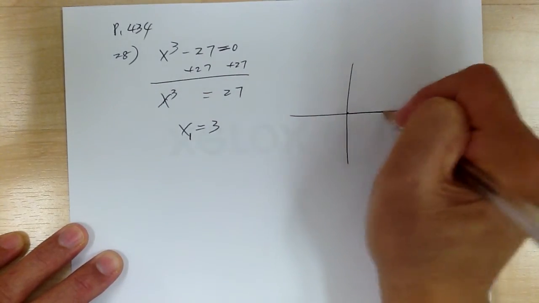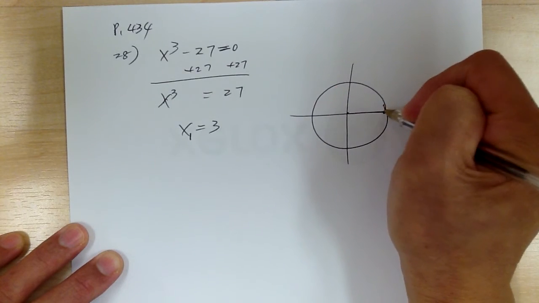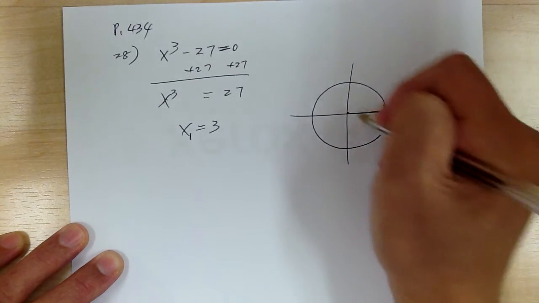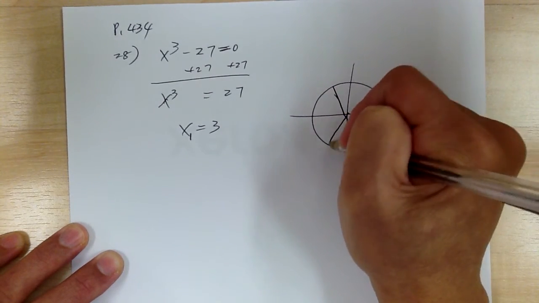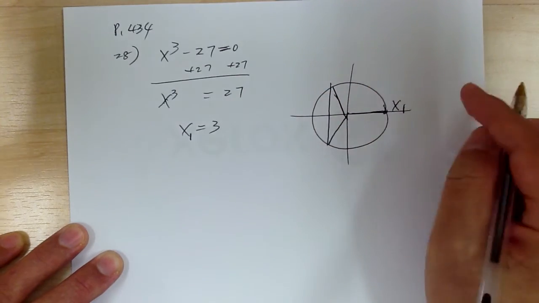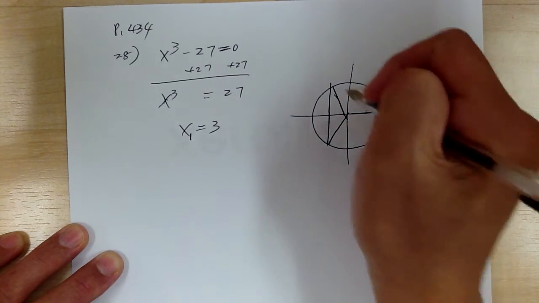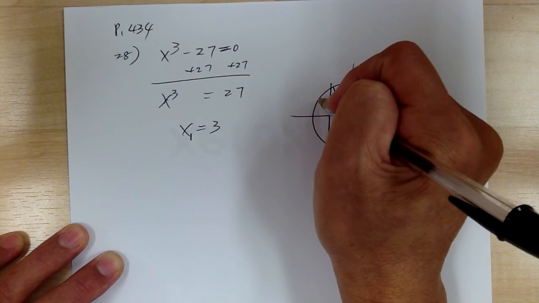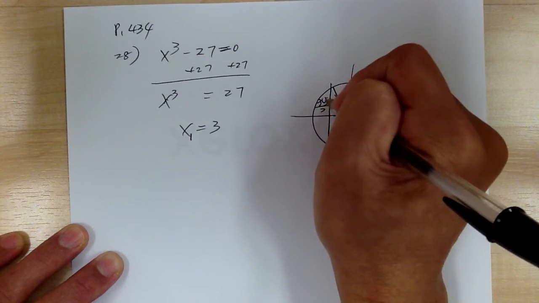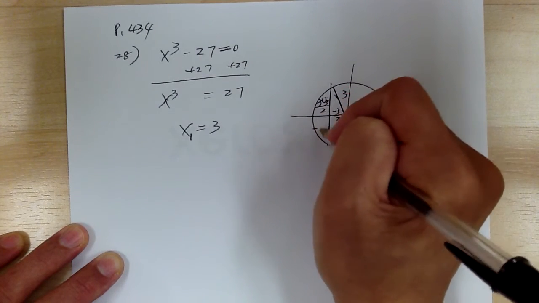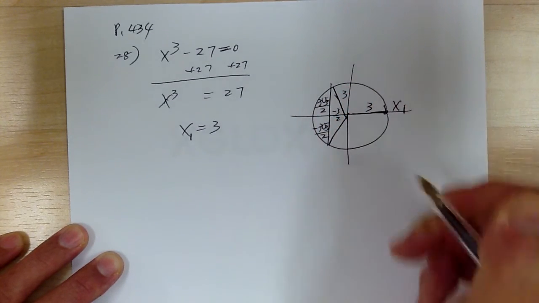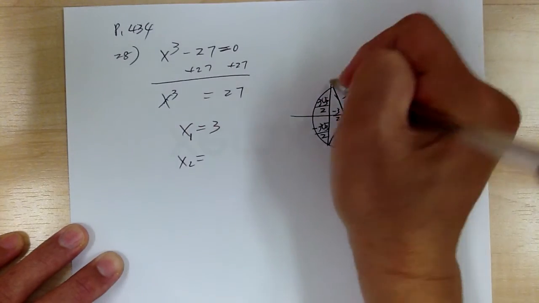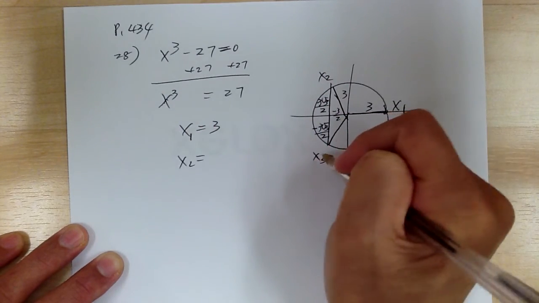So x equal to 3 is right over here, and if you draw a circle, this is your x1, and the other 2 answers would be spread out evenly, 120 degrees apart. So this is equal to 3, this would be negative 3 over 2, and this would be 3 square root of 3 over 2. That's your special triangle. This would be negative 3 square root of 3 over 2. So this is your x2, this is your x3.